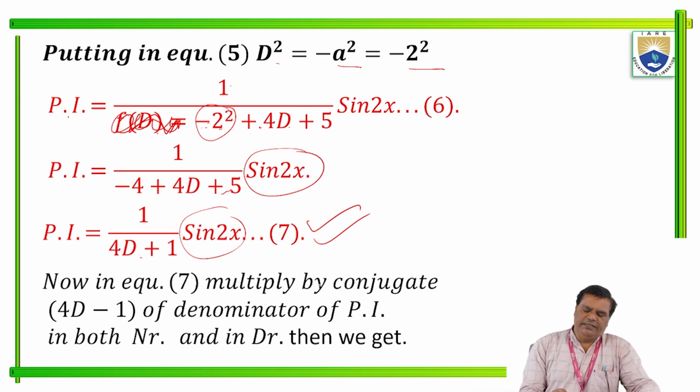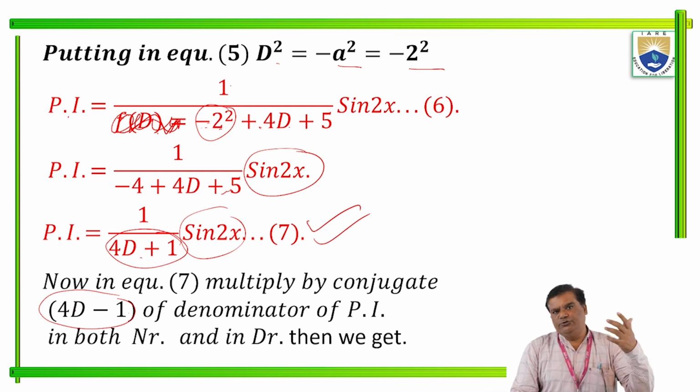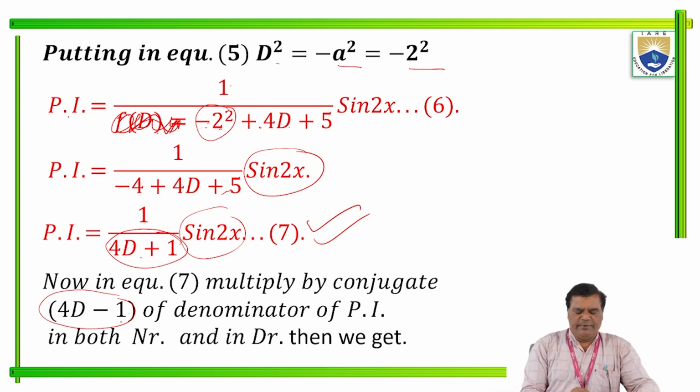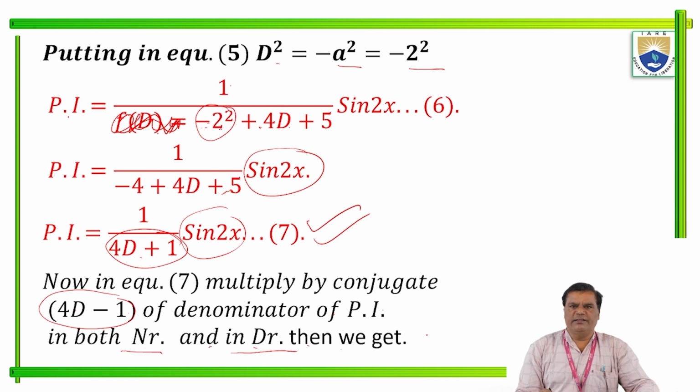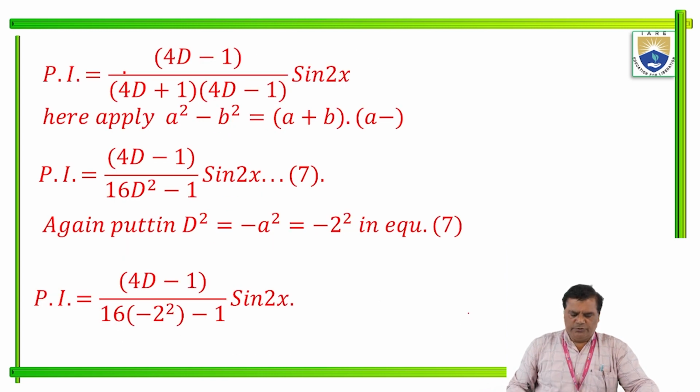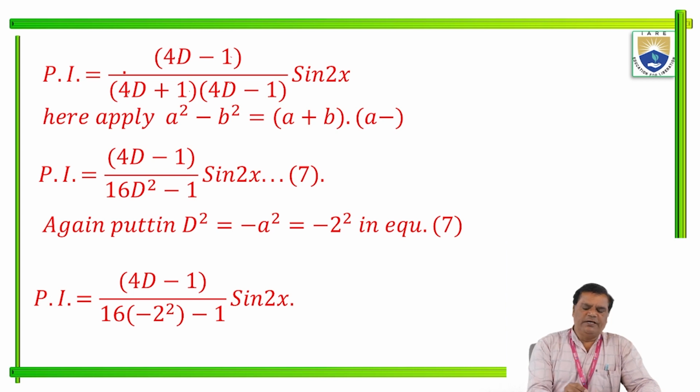Now in equation 7, multiply by the conjugate of the denominator. Here the denominator is 4D plus 1. So what is the conjugate of 4D plus 1? The conjugate is 4D minus 1, meaning its sign is negative. So we multiply by 4D minus 1 in both numerator and denominator. Then we get 4D minus 1 upon (4D plus 1)(4D minus 1), into sin 2x.